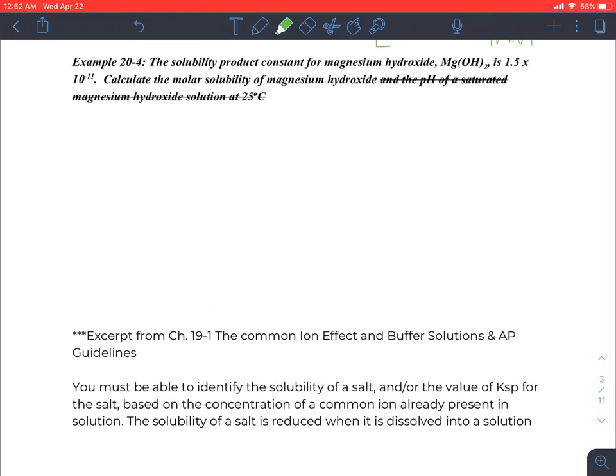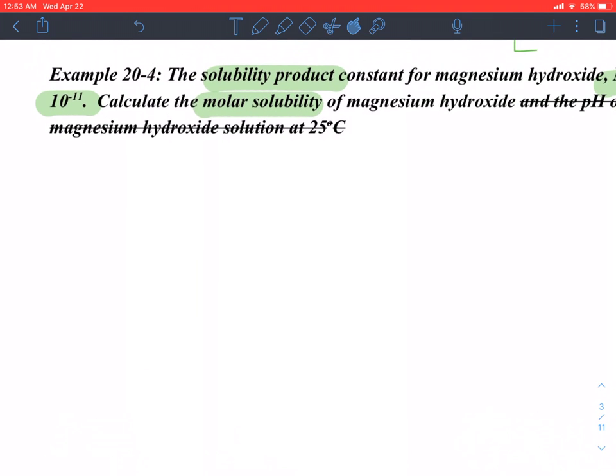Okay, the solubility product constant for magnesium hydroxide, Mg(OH)2, is this value. Calculate the molar solubility of magnesium hydroxide. So go ahead and pause the video, try this on your own, and let's see if you get the right answer. Okay, as always, we're going to write a valid reaction.